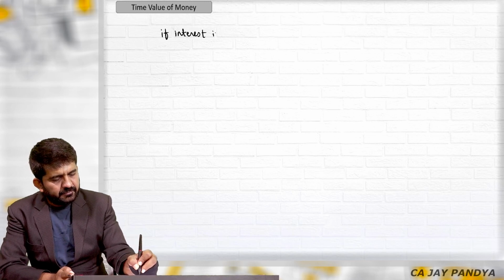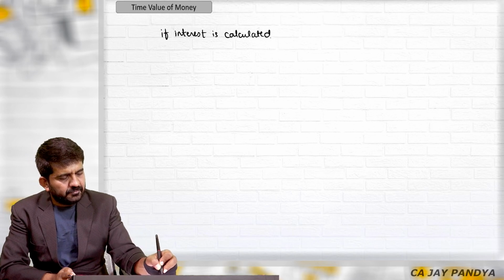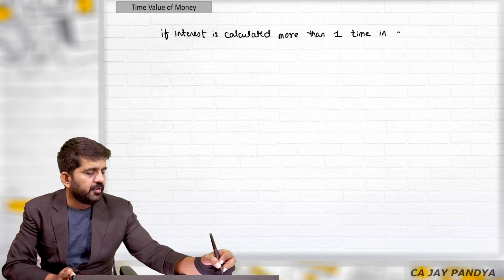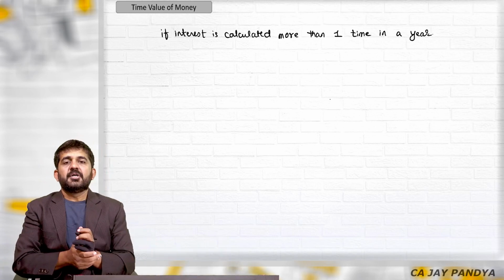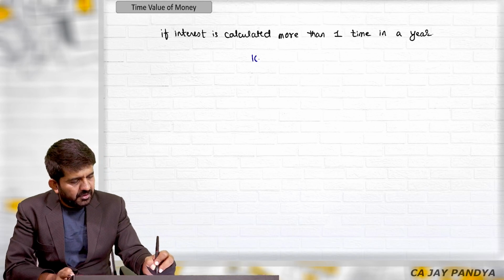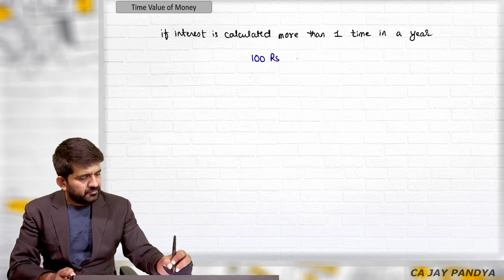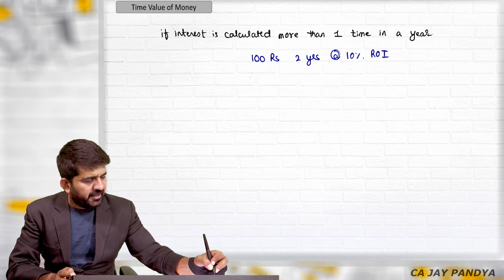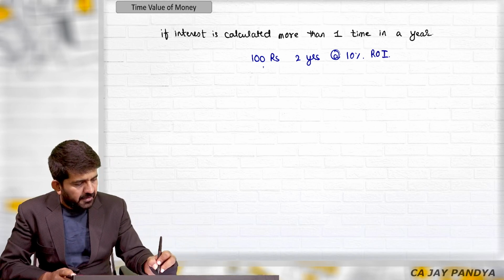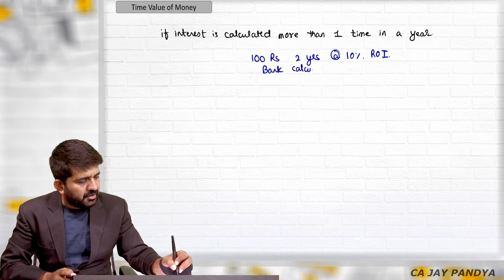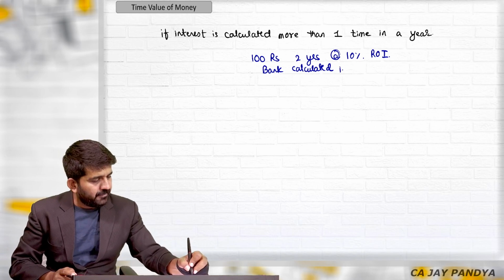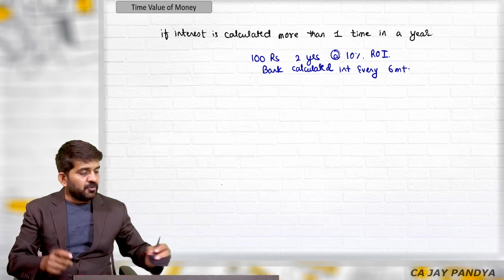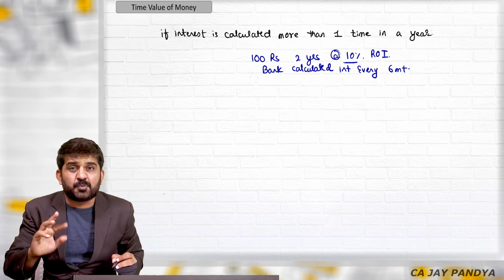if interest is calculated more than one time in a year. Let me take a simple example. I am investing 100 rupees for the period of 2 years, at a 10% rate of interest. But the bank calculates or compounds interest every 6 months. Now you will say, sir, is this 10% per annum or for 6 months?